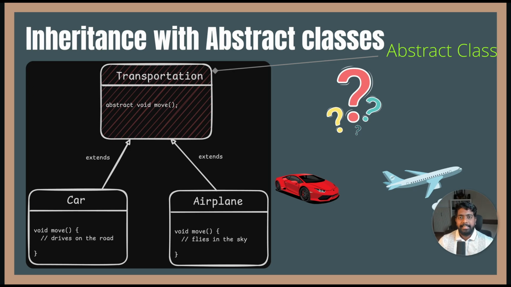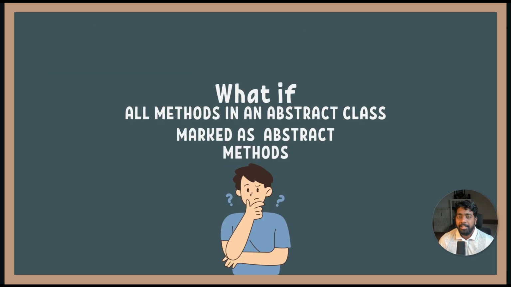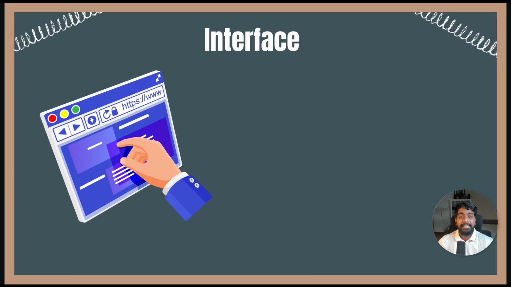When you are coding this example, you are allowed to create car objects and airplane objects. However, you cannot create transportation objects because we marked that class as abstract, and in fact that means it lacks implementation details. So you cannot create an object out of an abstract class. What if all the methods in an abstract class are marked as abstract methods? And that's where the interfaces come into play.